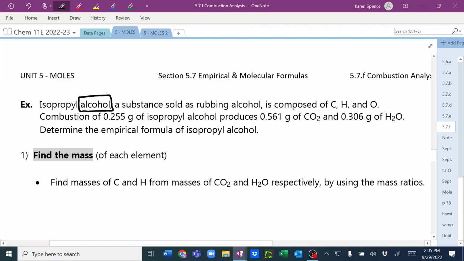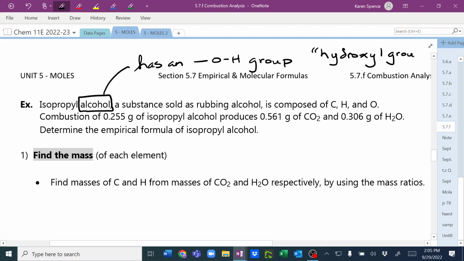Alcohol has an OH group, which is known as a hydroxyl group. Do you need to know this for your test? Hydroxyl group? No, no, no.